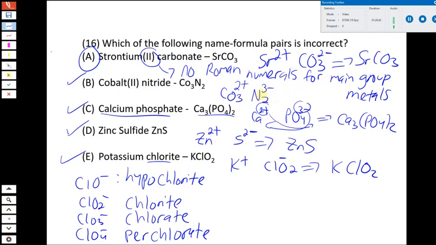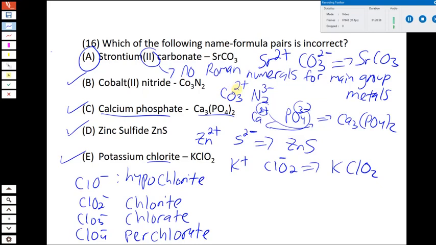So the nitrogen is always going to have a 3- charge as an anion. We have 2 of them, so that's a total of 6 negative charges. That means we need 6 positive charges to balance it. So if we have 3 metals, each of them must have a 2+ charge. So the correct charge is 2.